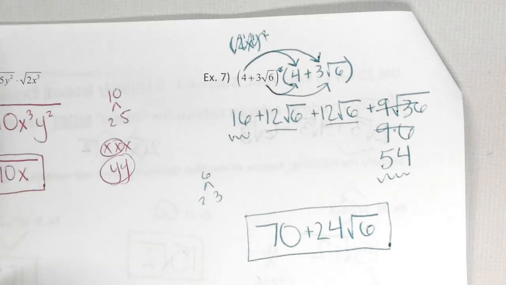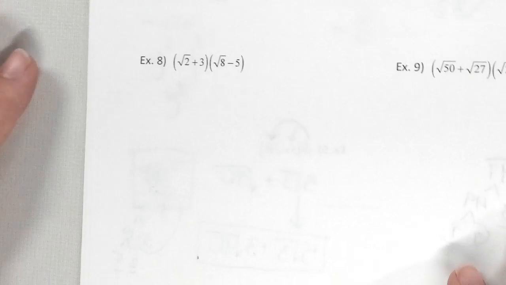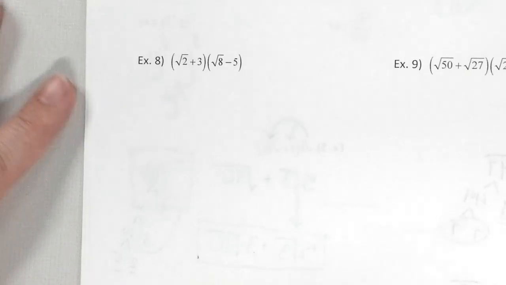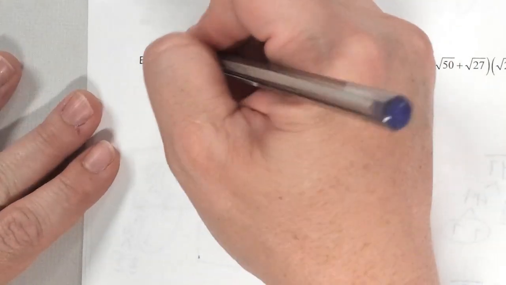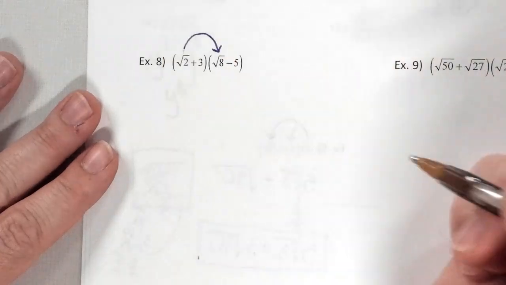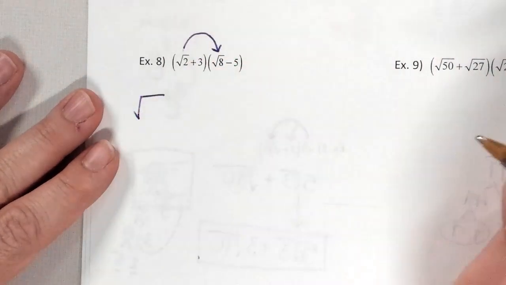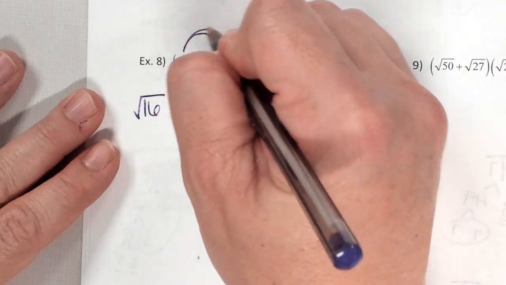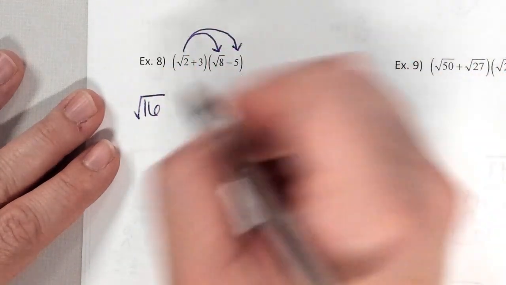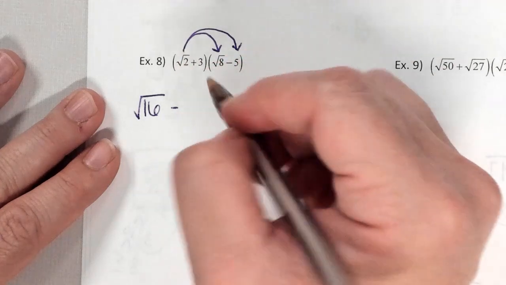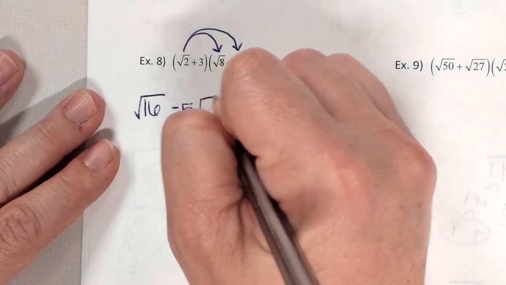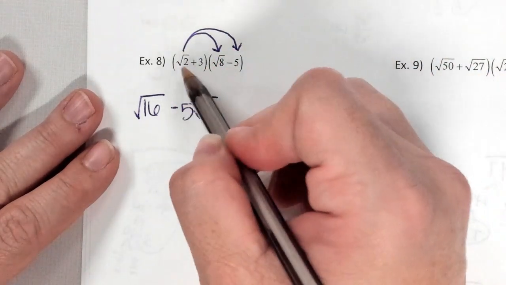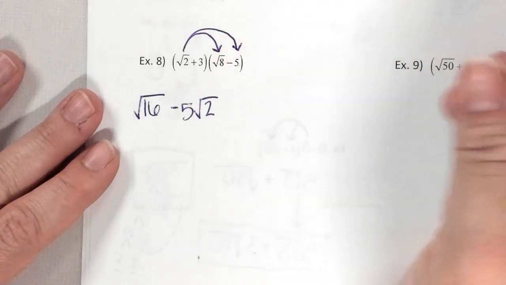Okay, so look at example 8. Same thing, just not the same this time. So square root of 2 times square root of 8. What's 2 times 8? They're both inside. 16. Square root of 2 times negative 5. Well, positive times a negative is a negative. It's going to be 5 square root of 2, because this is an inside and this is an outside, and those can't combine.